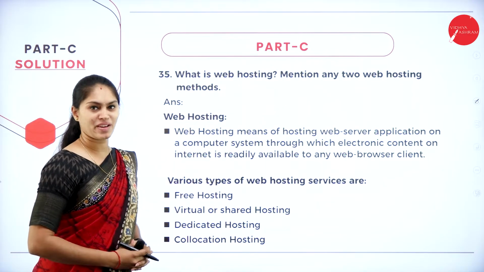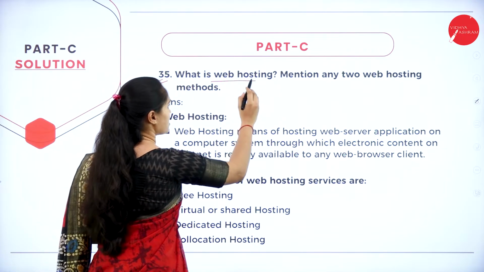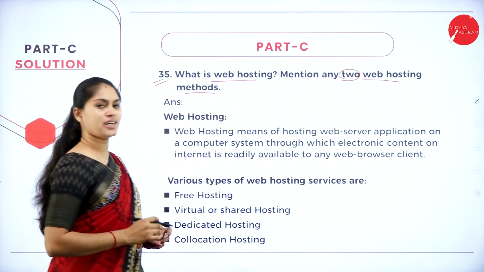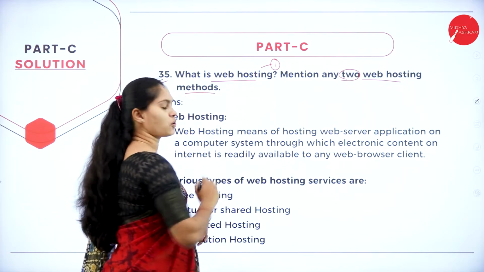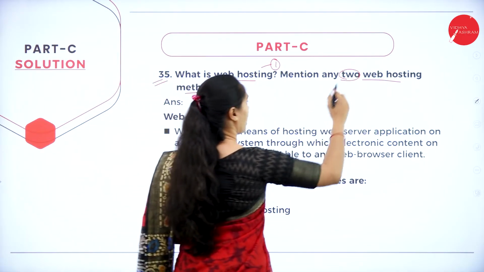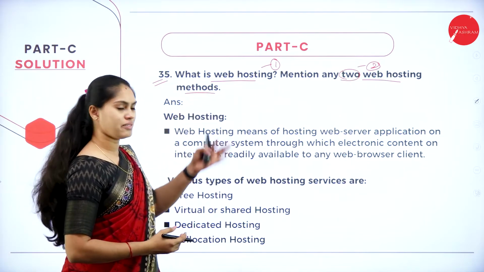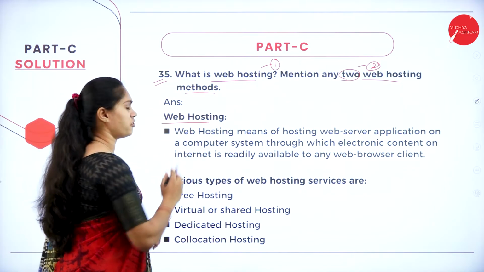We'll see the last question of part C, that is question number 35. What is web hosting? Mention any two web hosting methods. So here is how the marks distribution will be. The definition of web hosting will be for 1 mark, and if you mention any two types of web hosting methods, that will be for 2 marks. So now we'll see the definition of web hosting.